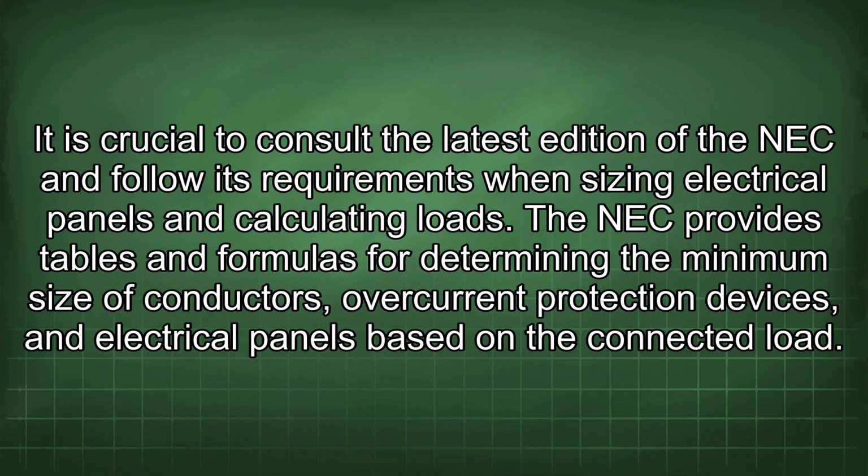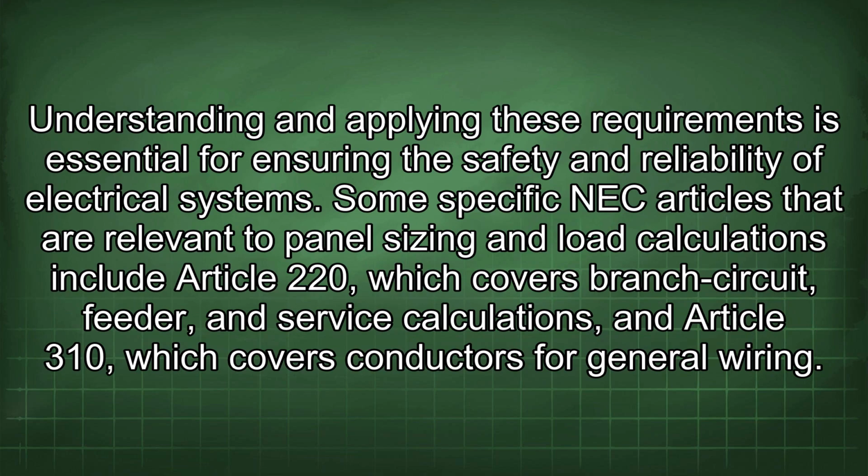The NEC provides tables and formulas for determining the minimum size of conductors, overcurrent protection devices, and electrical panels based on the connected load. Understanding and applying these requirements is essential for ensuring the safety and reliability of electrical systems. Some specific NEC articles that are relevant to panel sizing and load calculations include Article 220, which covers branch circuit, feeder, and service calculations, and Article 310, which covers conductors for general wiring.